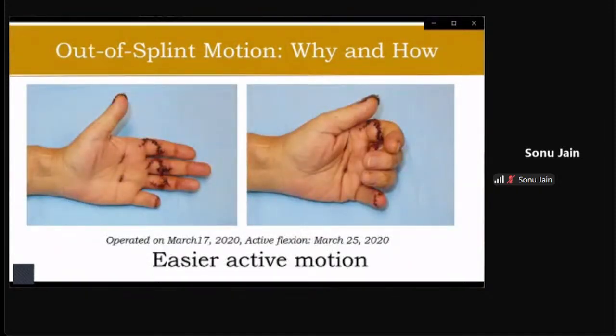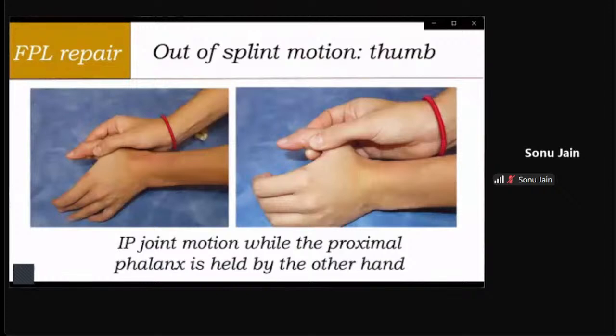This is the same patient. A very small incision has been used for such a multiple finger injury, with a separate incision in the palm. For the FPL tendon repair, the same out-of-splint motion is used. Take the splint out, do the motion of the IP joint and MP joint.